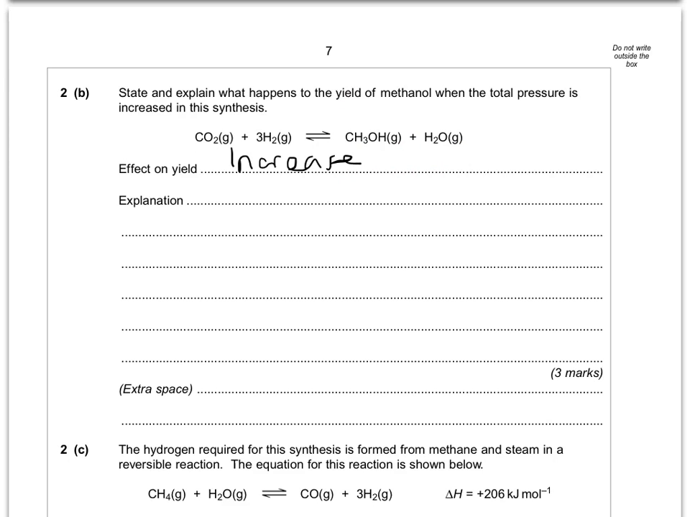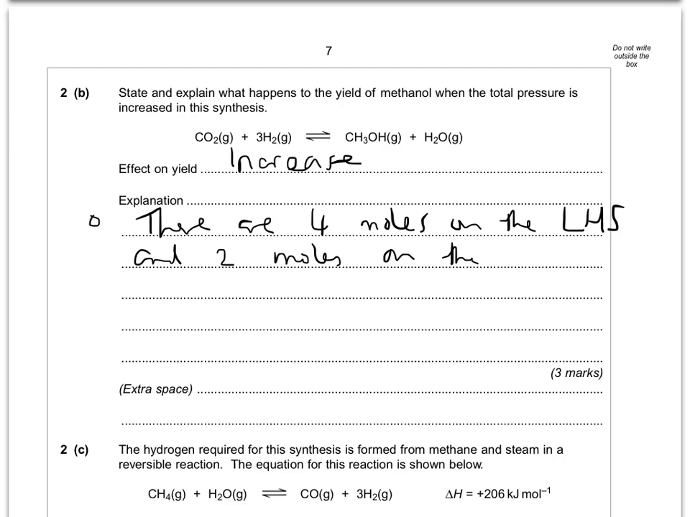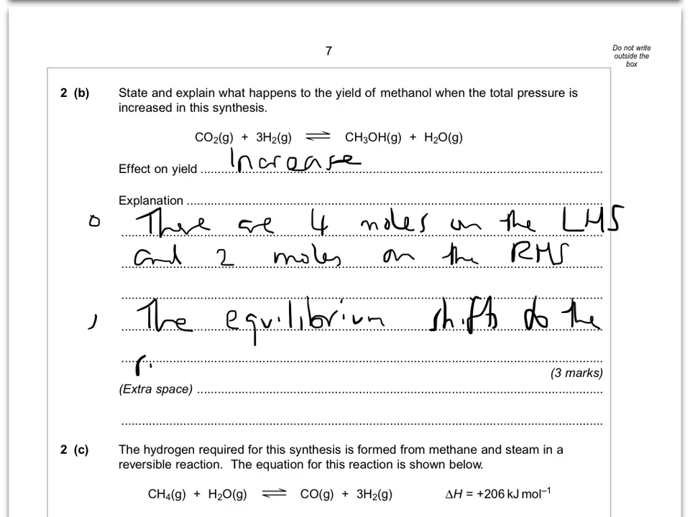And your explanation, first state how many moles of gas are on each side. So there are 4 moles of gas on the left-hand side, and 2 moles on the right-hand side, and then you say the equilibrium, must be the word equilibrium, shifts to the right in order to oppose the increase in pressure.